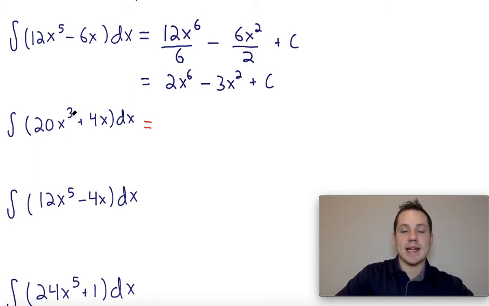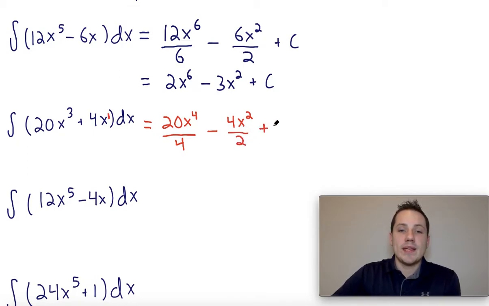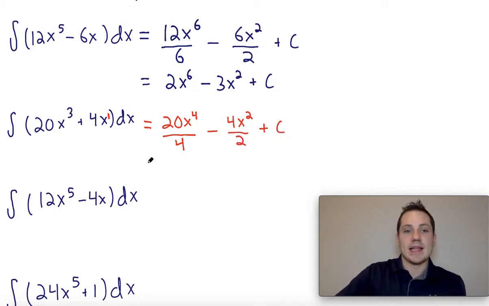For this one, basically you're just going to do the same thing again. So I can see that my exponent is 3. If I add 1 to the exponent, I'm going to end up with a 4 there. So I'm going to have 20x to the fourth. And then dividing by the new exponent, I'm just going to be dividing by 4. This right here, this x, well, it's raised to the 1. So if I add 1 to the exponent, I'm going to have minus 4x squared over 2. And then always with these, we add the plus c term at the end.